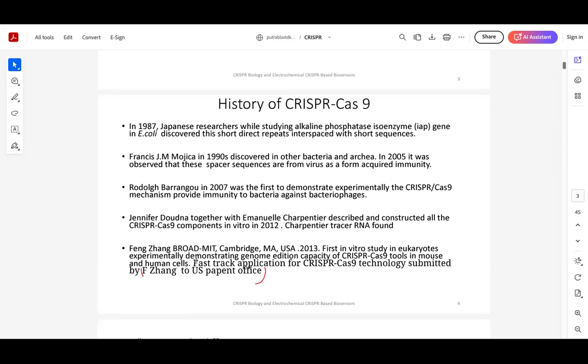There is actually a dispute between Zhang and Jennifer Doudna over who has the patent, who first patented what they found. I don't know whether the dispute is still on or whether it is settled.